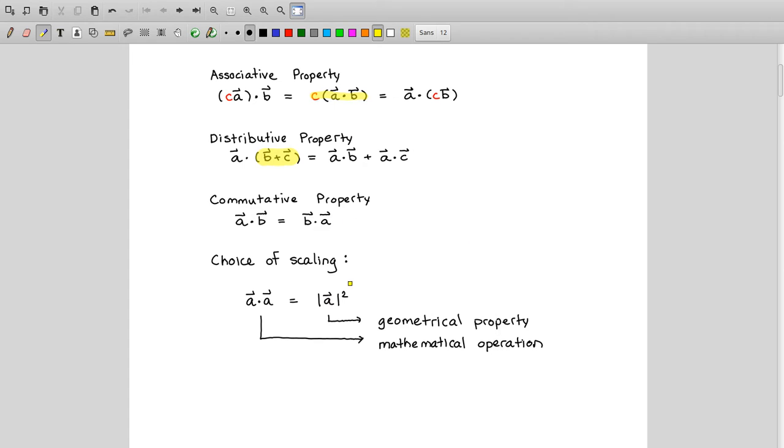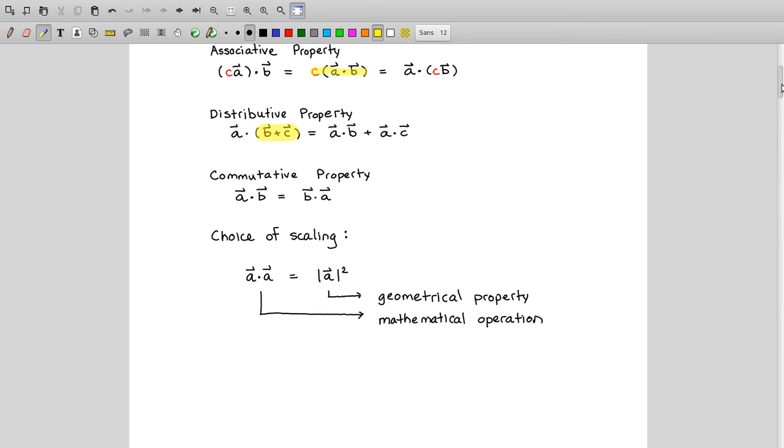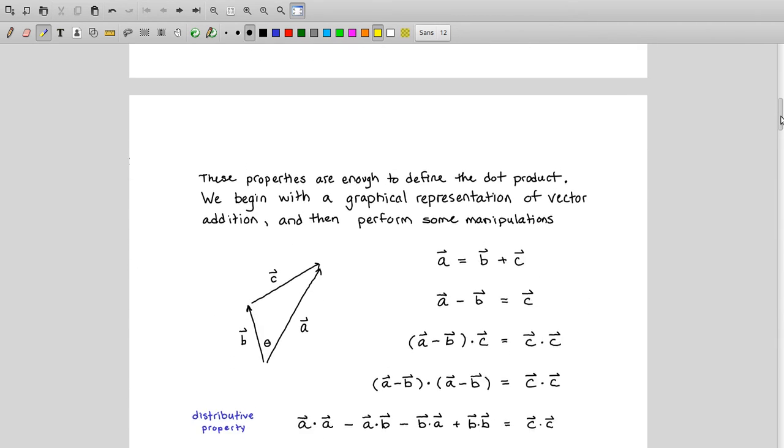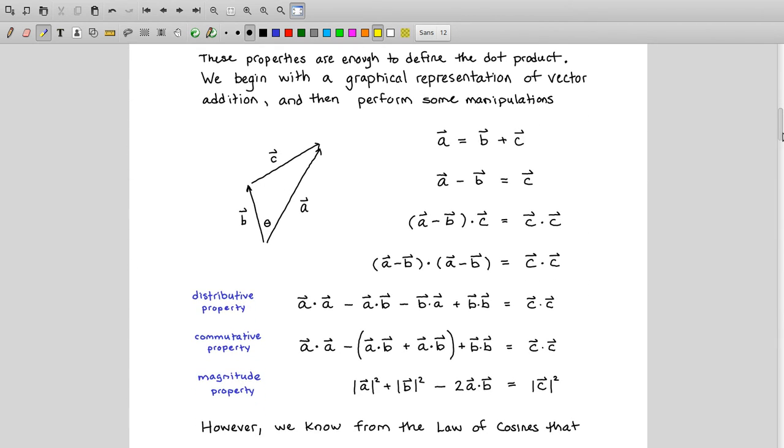These are very standard things, and if the dot product didn't satisfy them, you would not be very happy about it, because this would really mess up everything we think we know about arithmetic. It turns out that these are enough to completely define the dot product.